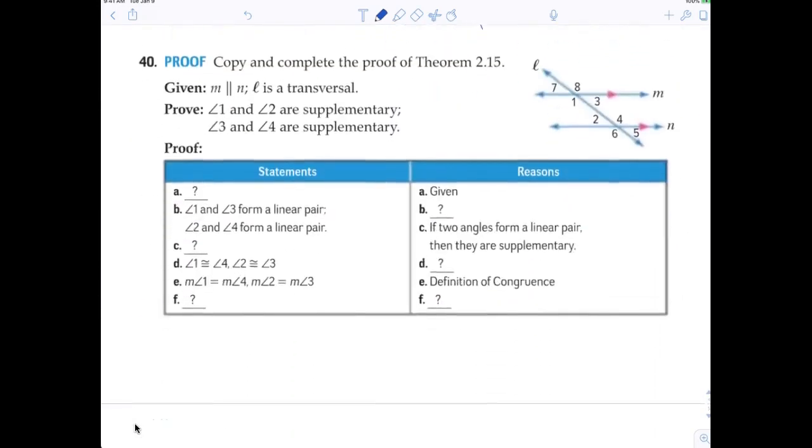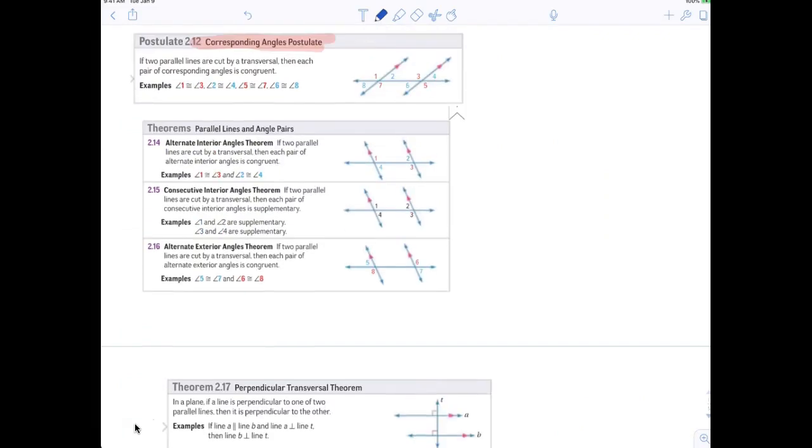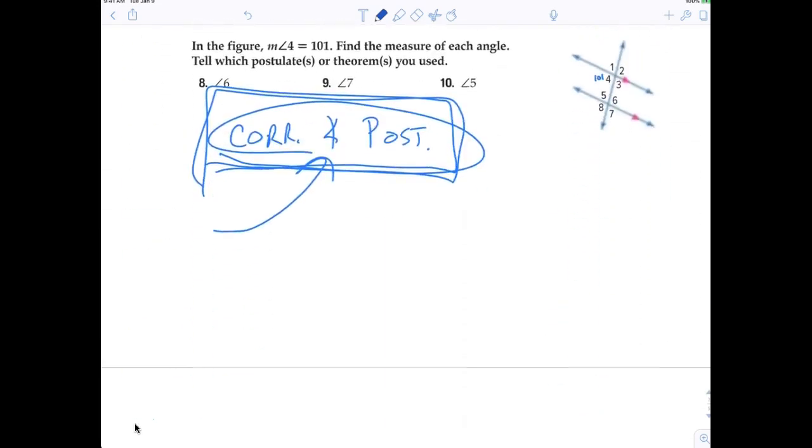Okay, let's try this proof now. Now, we're going to prove theorem 2.15. I don't even know what theorem 2.15 is. All right, so I'm going to flip back, and I think I listed them all for you. Consecutive interior. We're going to prove that if two parallel lines are cut by a transversal, then each pair of consecutive interior angles is supplementary. All right? So the consecutive interior angles are supplementary. That's what we're trying to find out. All right? So let's see if we can do that.